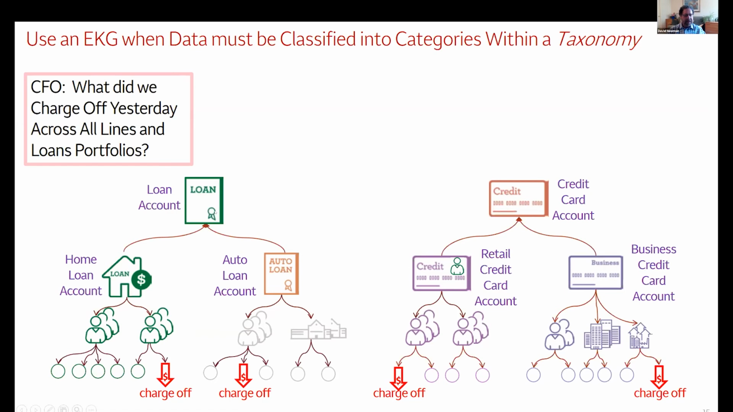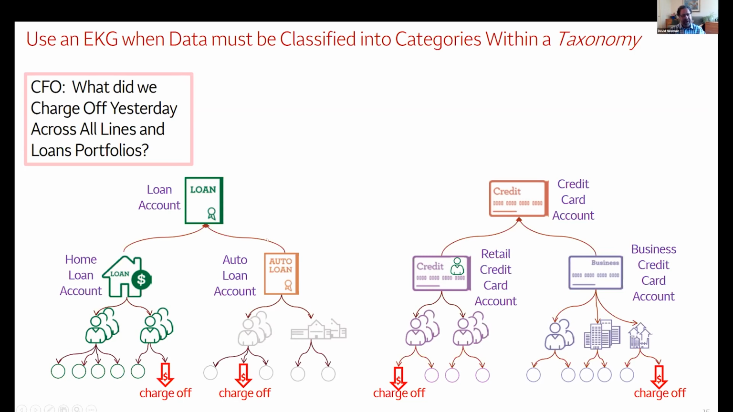And these can be modeled in a very expressive taxonomy where home and auto loan accounts are modeled as kinds of loan accounts, and retail credit card and business credit card accounts are modeled as kinds of credit card accounts. As a result of reusability and standardization, a very large percentage of each of these different accounts are all common at the loan account level. You think of it as commonality and variability.